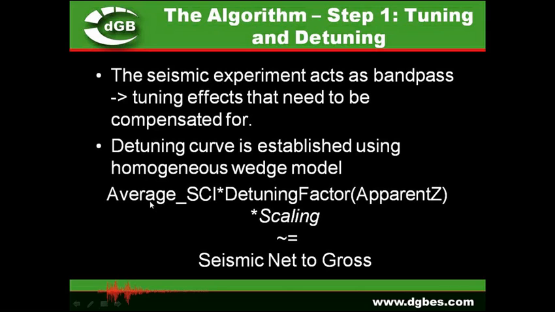After you make the detuning curve, you have an equation that says the average relative impedance in your reservoir times a detuning factor that is specific for your apparent gross thickness at that point, times a scaling factor, would approximate your seismic net to gross. Well, how to create that detuning factor curve?